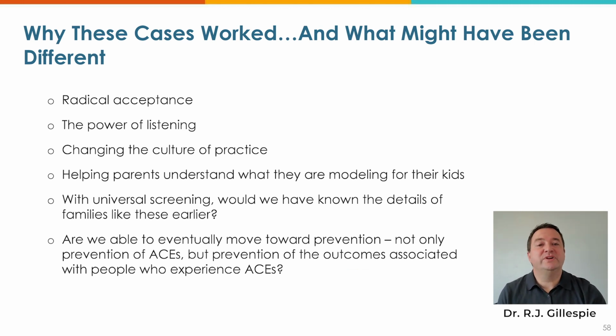Now, with universal screening for ACEs, would we have known the details of families like these earlier so that we could help potentially prevent some of the outcomes that might happen after somebody's experienced ACEs? Or even more importantly, can we prevent ACEs from happening in the first place? And I think that the process of screening gives us that opportunity to move towards prevention that wouldn't have happened if we didn't have the screens in place and if we didn't have the information from families that the screens give to us.